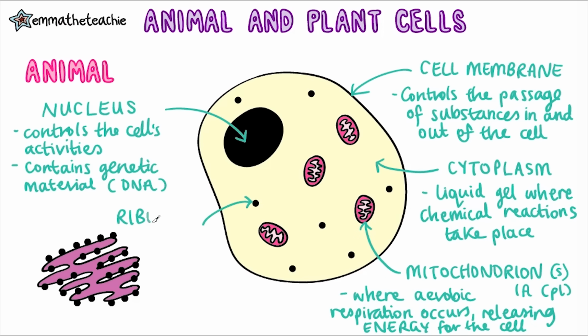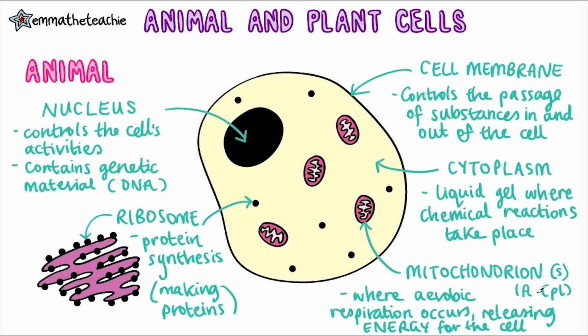Now we've got a little tiny black dot over here, and we call this little guy a ribosome. You can also sometimes see the ribosomes attached to this structure, and you'll learn more about this if you do A-level biology, but for now, just look for the little tiny black dots. Its function is protein synthesis, which is just a fancy way of saying making proteins. So these are all the parts that you need to learn for an animal cell.